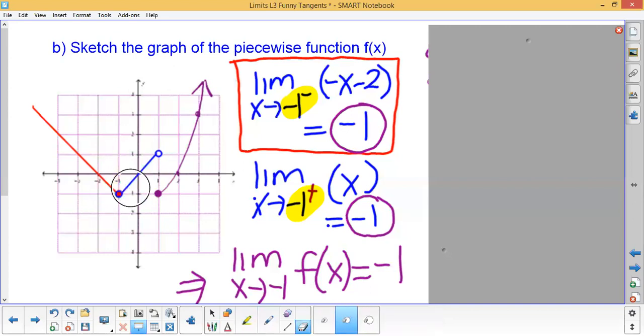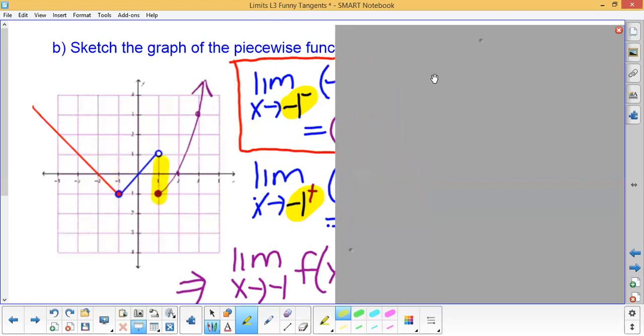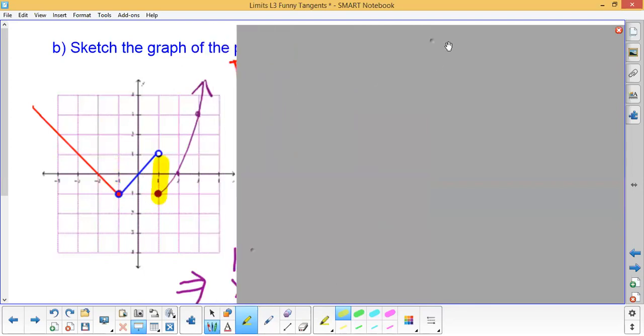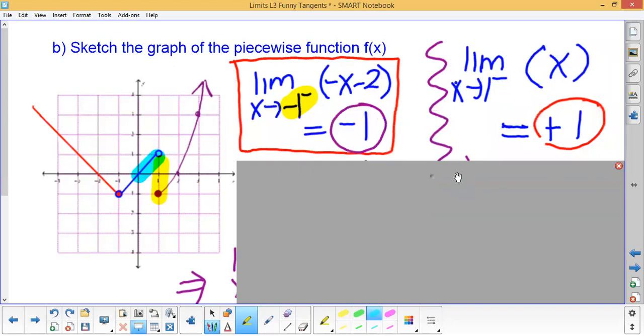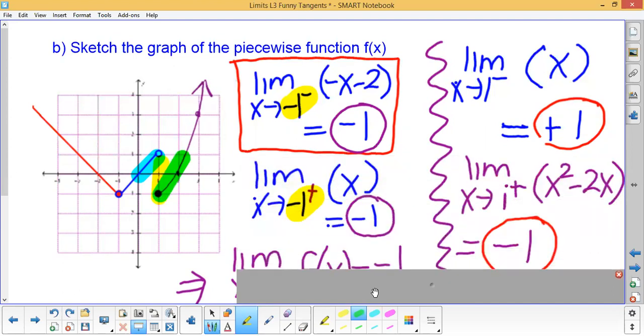Now I'm going to erase this. And this time we are looking at what happens as x approaches positive 1. So as x is approaching positive 1 from the left, I have my blue graph over here, and we are reaching an intended height of y is equal to positive 1. However, as I approach x from the right, I need to follow this purple curve, and that graph is reaching an intended height of negative 1.